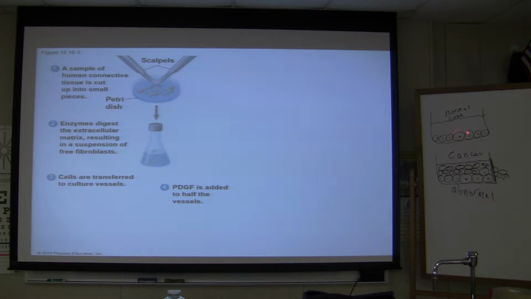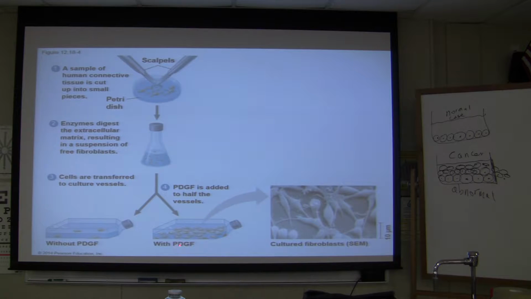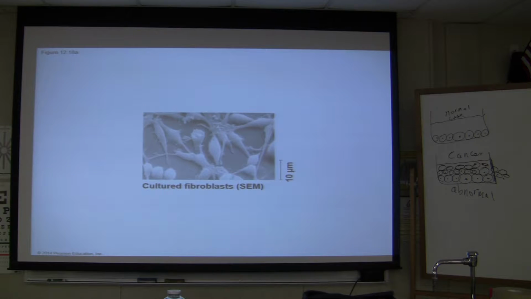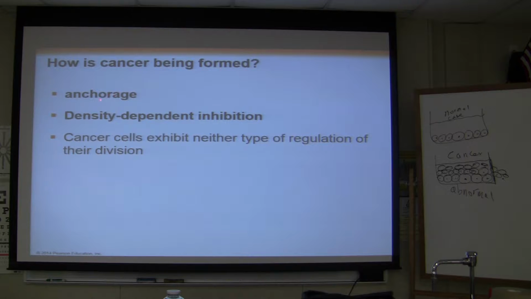PDGF is an external factor outside of the cell, added to the petri dishes. Here they are with PDGF, without PDGF, platelet-derived growth factor, and here is with PDGF, the cells keep growing and growing and growing. Here they are, and then how is cancer being formed?